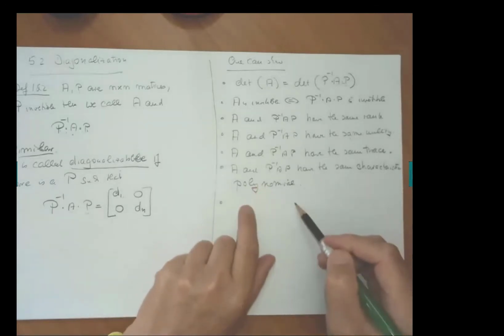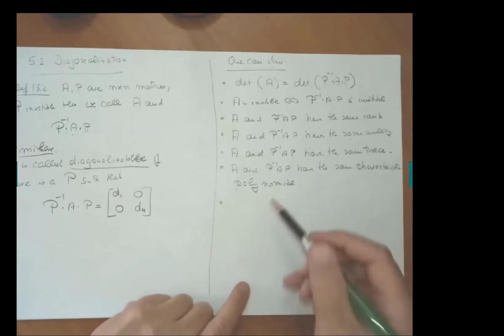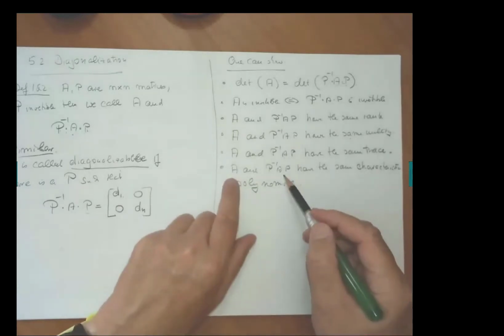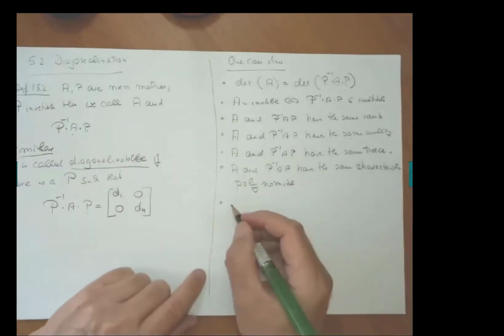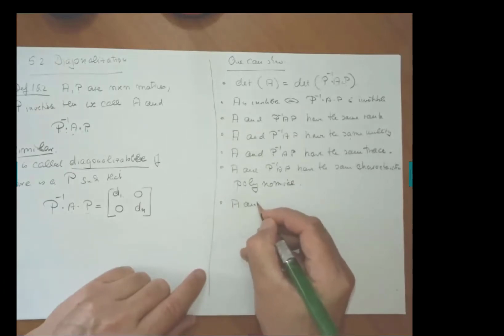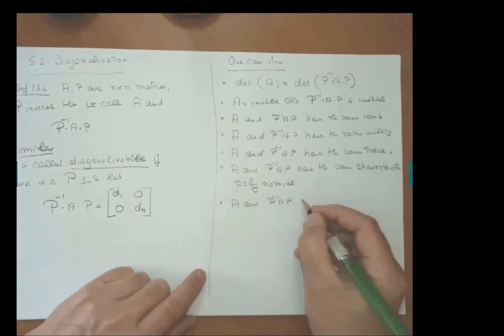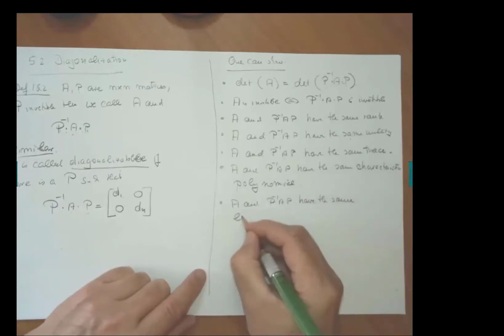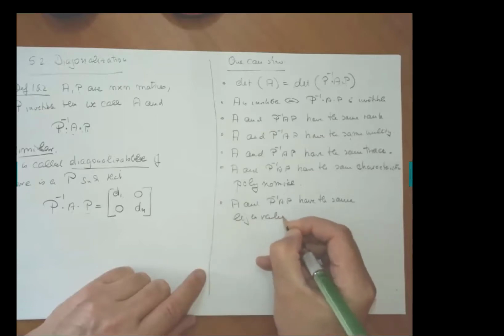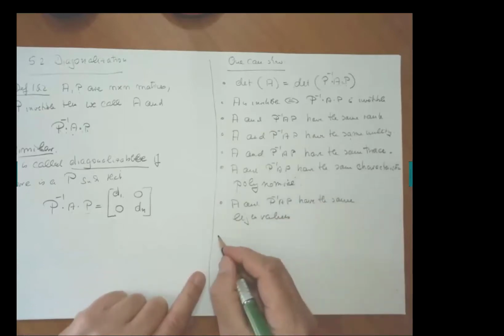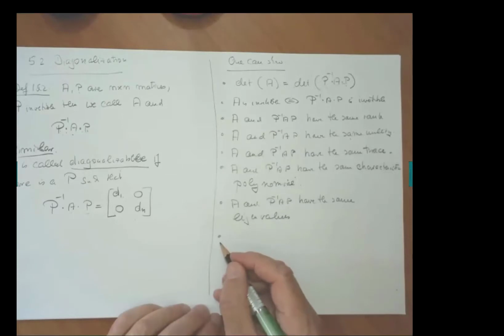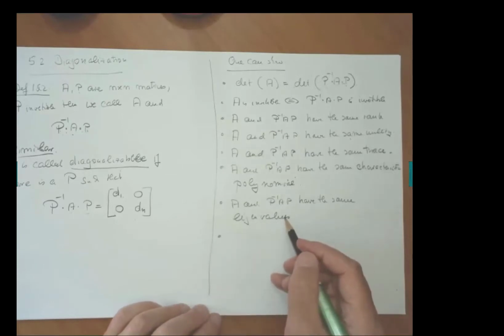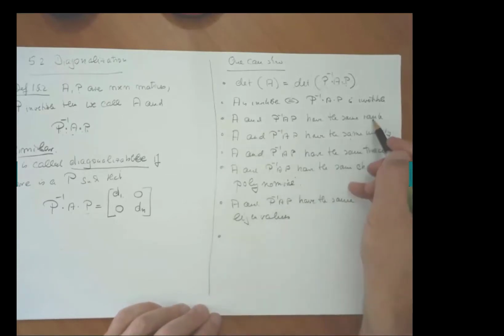Characteristic polynomial. Okay, and the zeros of the characteristic polynomial are the eigenvalues. That's what we just did before the break. So if the characteristic polynomials are the same, the eigenvalues have to be the same, okay? So A and P inverse AP have the same eigenvalues. That follows right away from this. And then finally, the eigenspaces also have the same dimension. That again follows from the rank property.